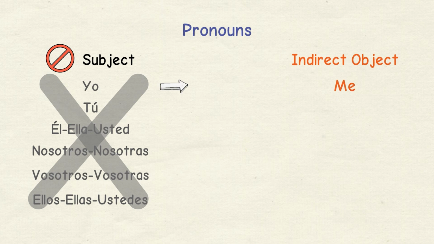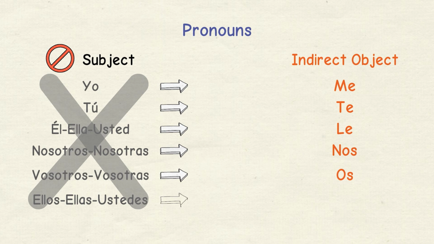Me, te, le, nos, os, les. Before them, you can add the indirect object pronouns with the preposition a.